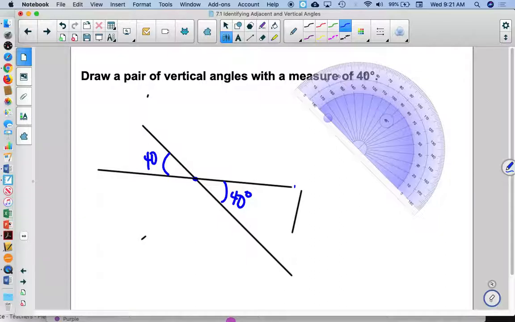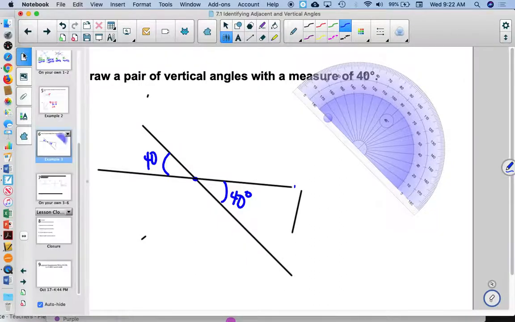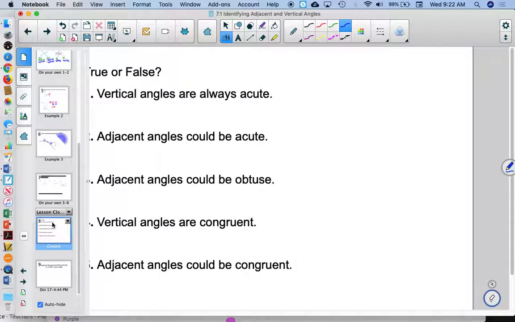The way it looks, I would say no, because you've got a couple of different things going on. Vertical angles are going to be an extension of each other, and yours is not. You've done something extra to get to 40, so those are not vertical. These are vertical. Those will be vertical. Yes. All right, so draw a pair of vertical angles. We're good there. Let's find out what we know.